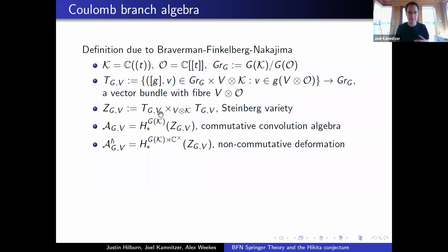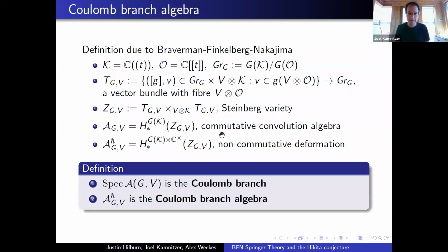We have an action of G(K), of course, just acting on everything, but there's another group acting, which is this group C star, called the loop rotation action, and it's acting on the variable T. So you can scale the variable T, and that gives an action of C star. Equivalently, there's a more geometric description of all this, which involves thinking about the formal disk, and this C star is acting on the formal disk.